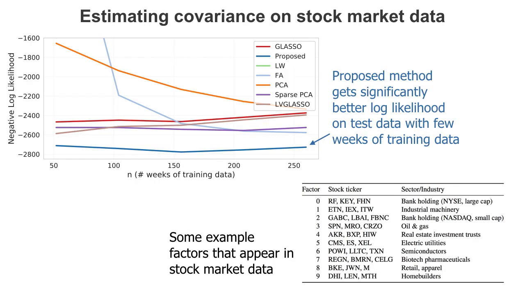We also show some results on stock market data. We're able to better estimate the covariance matrix using a small number of samples, and the latent factors that appear align well with known structure in the stock market.